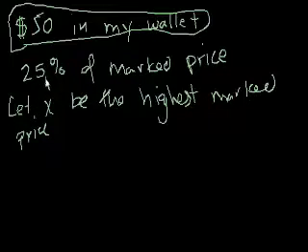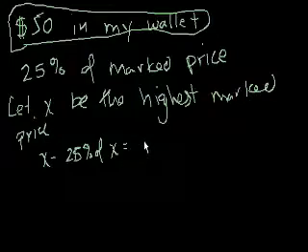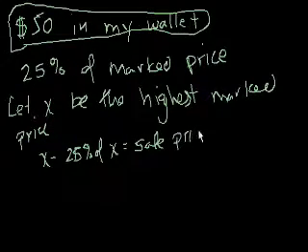So if the sale is 25% off of x, we could say that the new price, the sale price, will be x minus 25% of x. And I'm assuming that I'm in a state without sales tax. Whatever the sale price is, what I have to pay cash. So x minus 25% x is equal to the sale price, right? The discount is going to be 25% of x.